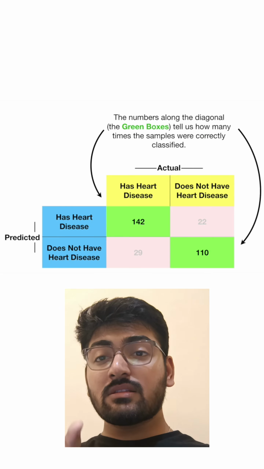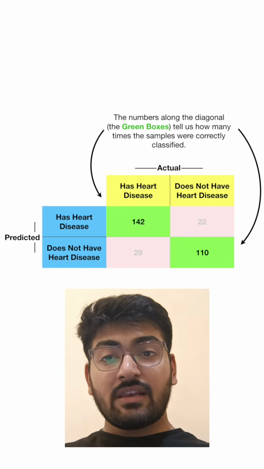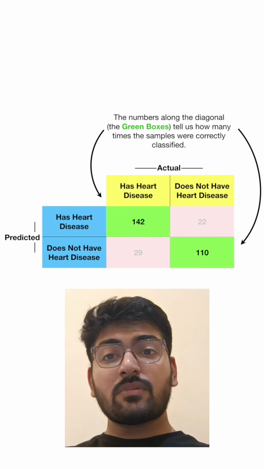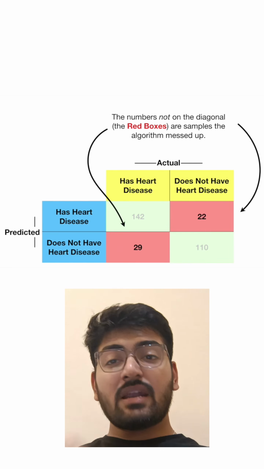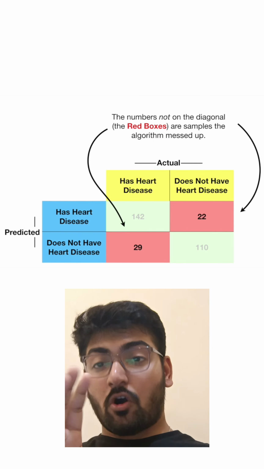Now, the green boxes are the ones which we need, where we understand that the model predicted really right, which tells how many times the samples were classified correctly. The red boxes are the samples where the algorithm messed up, where it predicted really wrong.